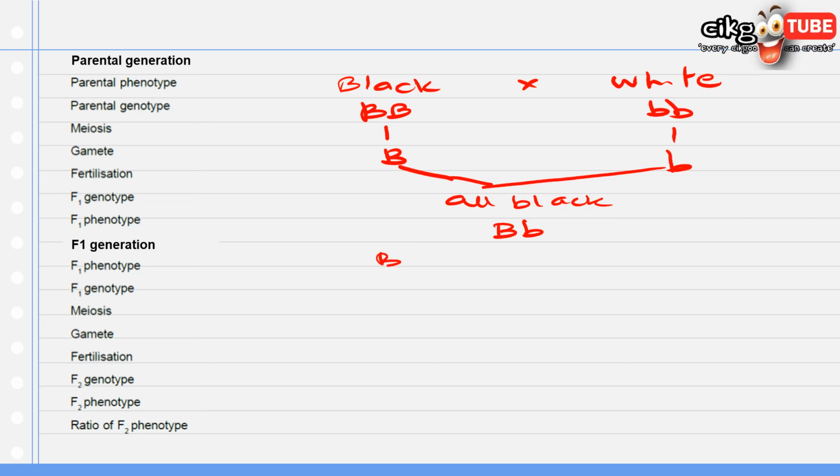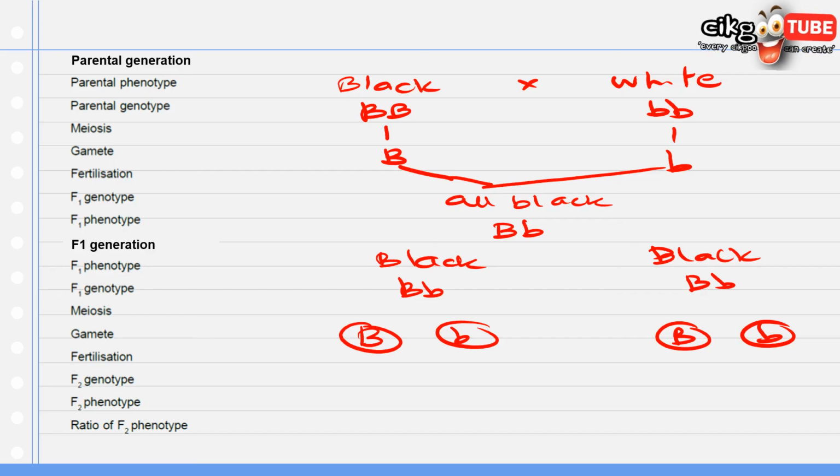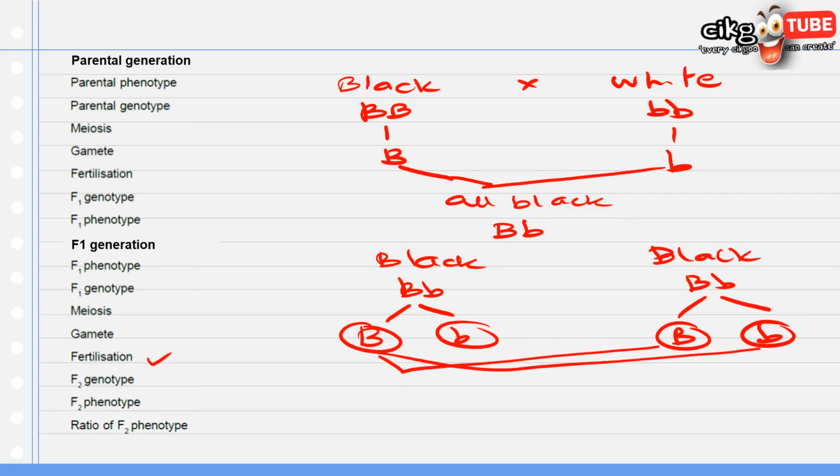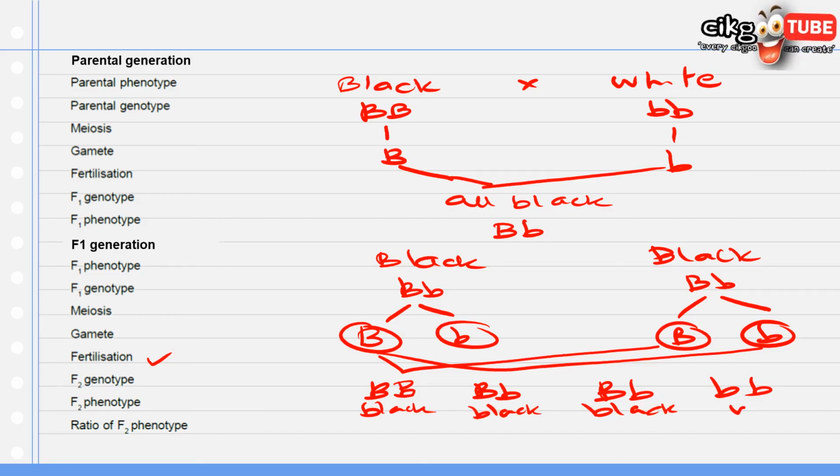Then for the F1 generation, we have black and black, but the genotype is heterozygous. When they undergo meiosis, the gametes will be B and b. They undergo fertilization, and you can use the Punnett square to explain this, or you can just cross it like this. You should get BB, Bb, Bb, and bb. The phenotype will be black, black, black, and white. So the phenotype ratio will be 3 black to 1 white.